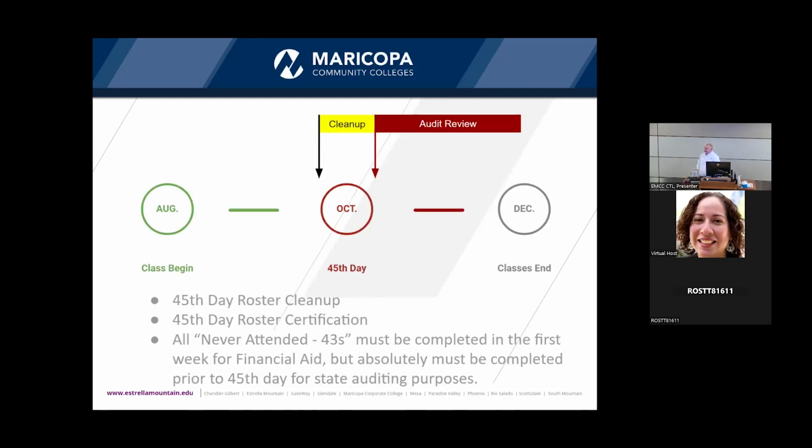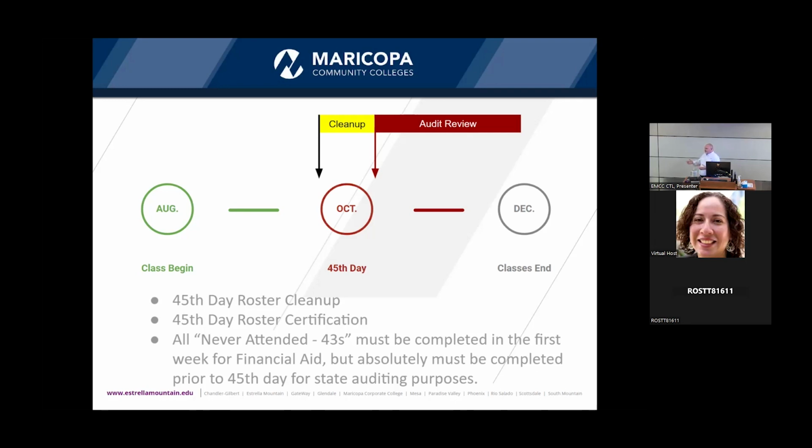So this is kind of the quick down and dirty of 45th day. Usually you'll see emails from me come out right before or at the beginning of October, depending on when 45th day actually hits, asking for a way to clean up the roster, make sure that if there are any students who haven't shown up, to get them off the roster at that point in time. The first day of 45th day, faculty members will be asked to certify the roster. Once that 45th day hits, that roster doesn't change.